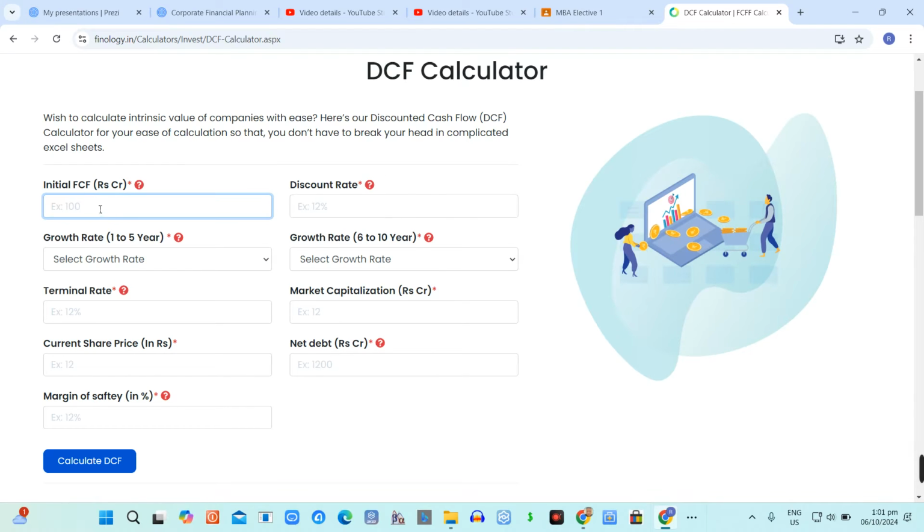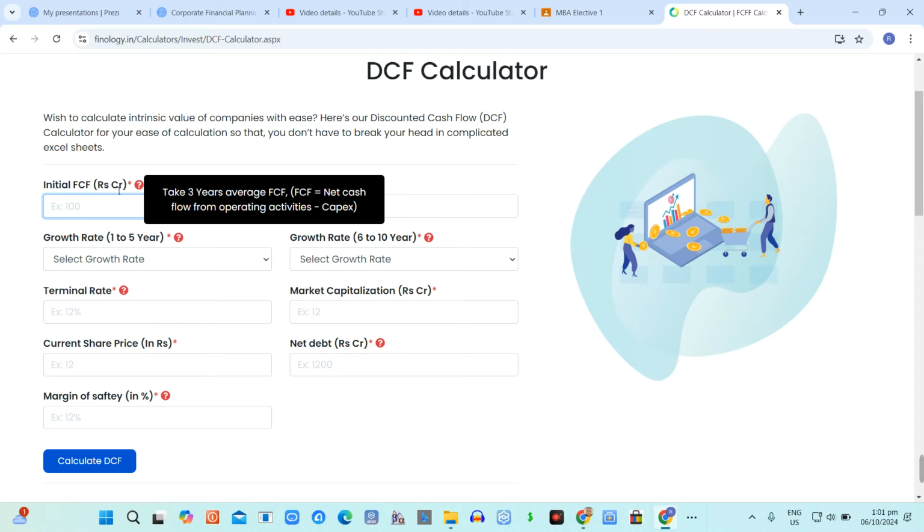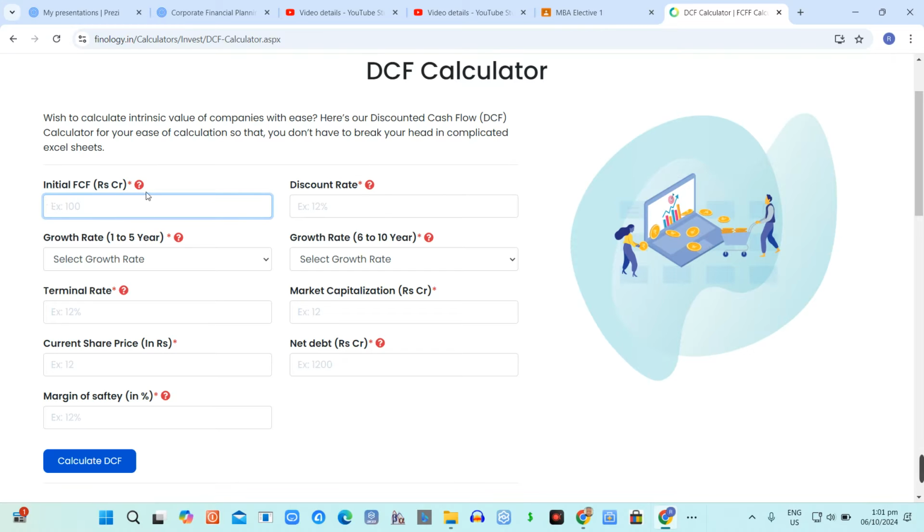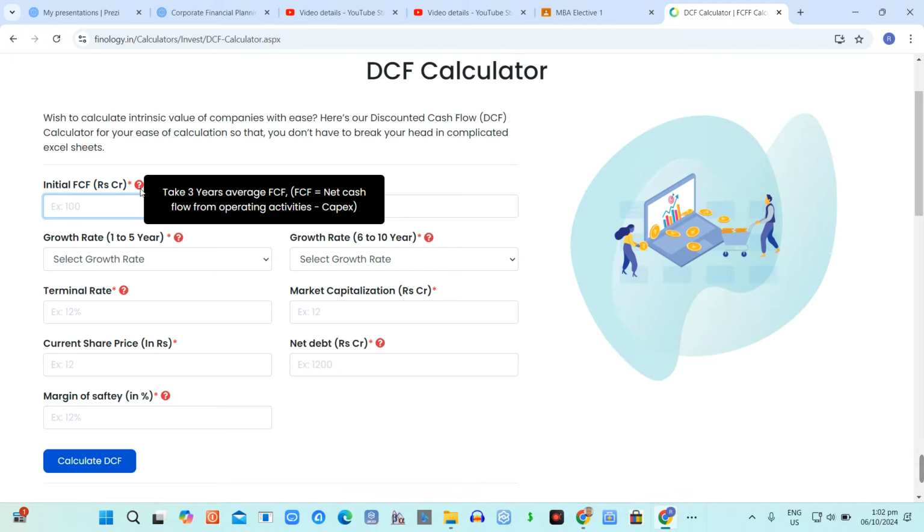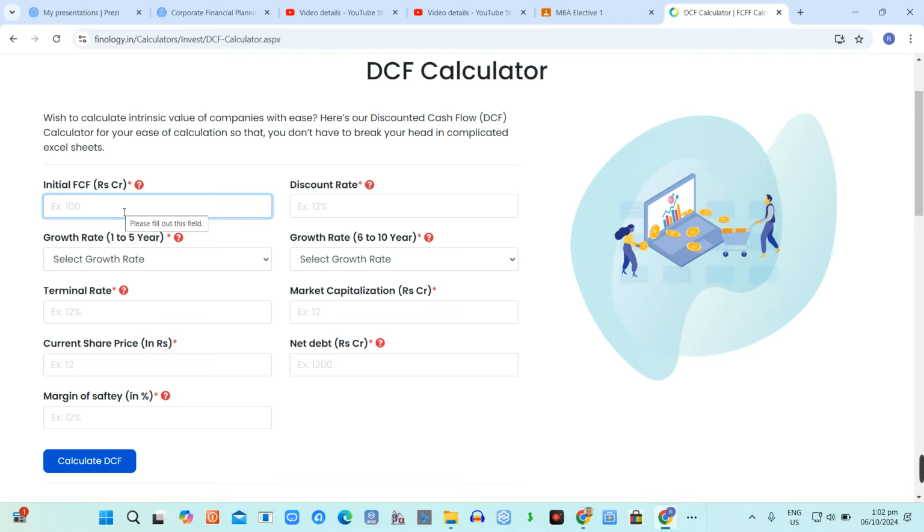First, the initial FCF would be, by the way, this is from the Indians. That's why we're using their currency. So, take the 3-year average of net cash flow from operating activities minus the capex. So, we have to average. The idea here is that you have an initial FCF for the first years.